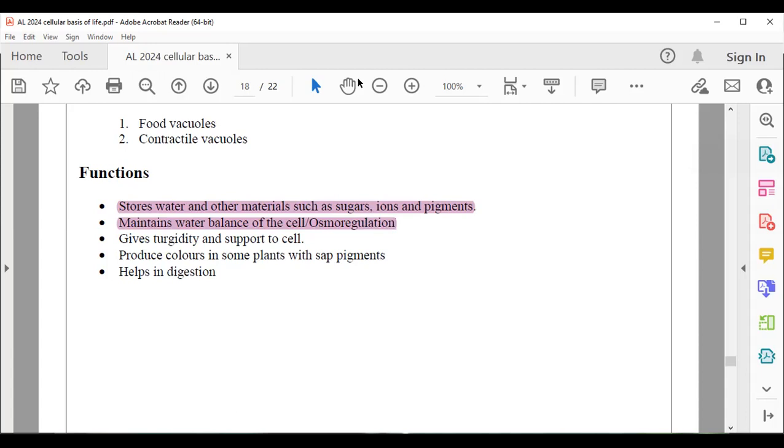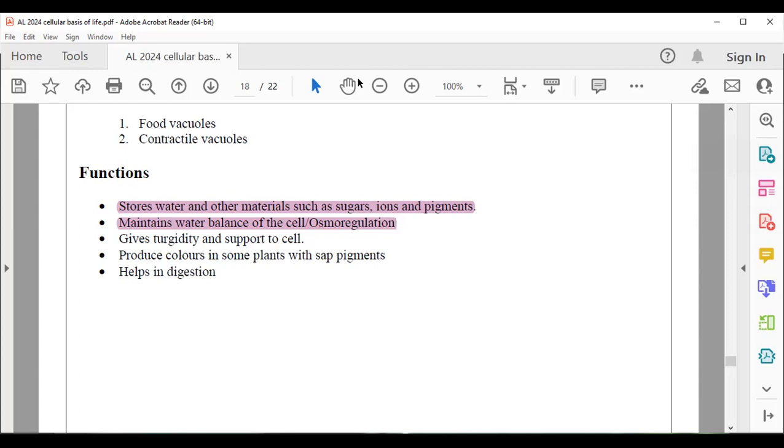Say you are earning more money than you need. What will you do? Save money, correct? Yes, sir. When his income lowers, what will he do? He will use that saved money, correct? Similarly, when a cell gets more water, that extra water will be saved in the central vacuole.